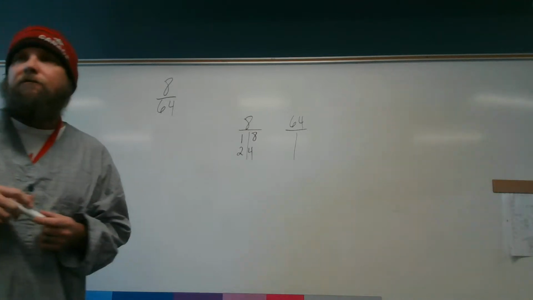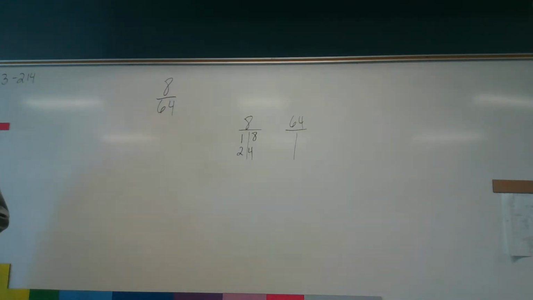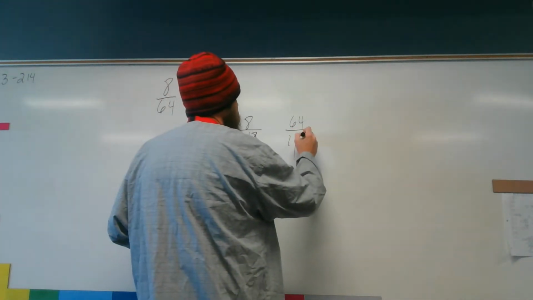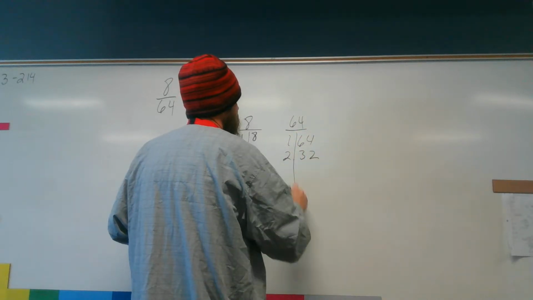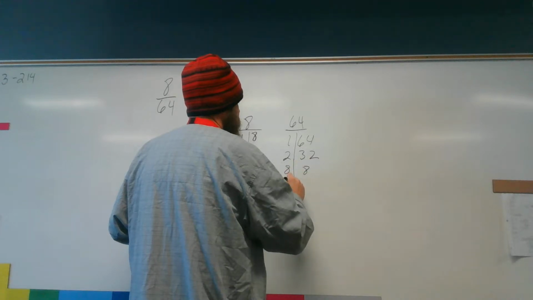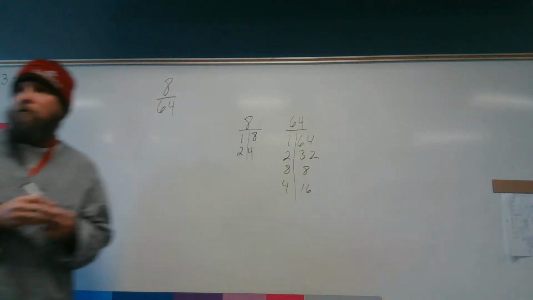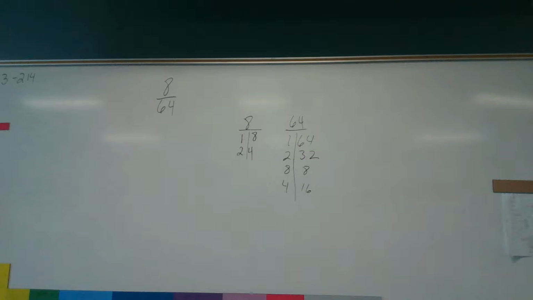Audrina, what are my factors of 64? 1 times 64, 2 times 32, 8 times 8, 4 times 16. Did I get them all? You rattled those off like an auctioneer so fast.